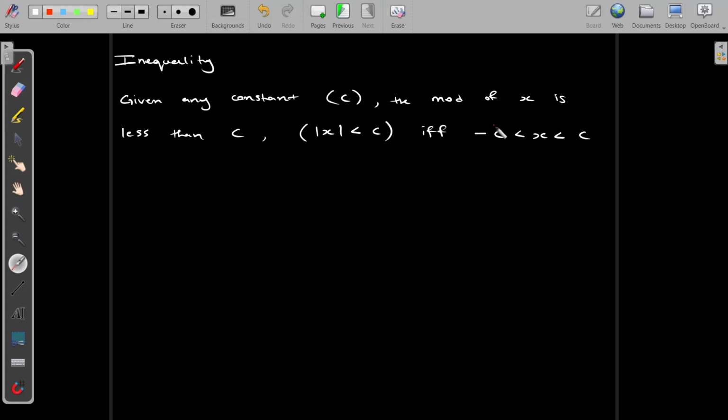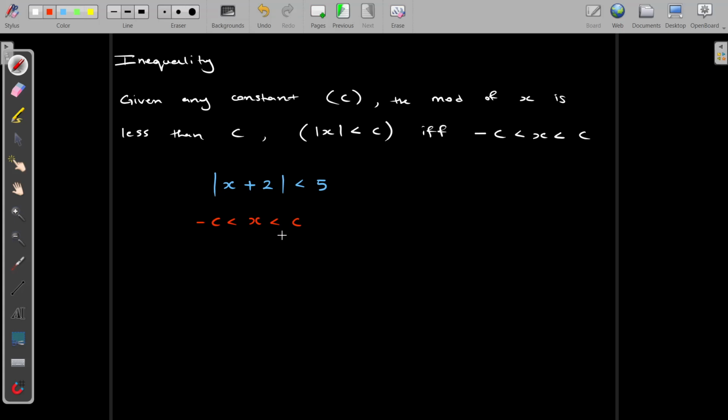So we want to look at an example of this. So if we have the modulus of x plus 2 and we're told that this is less than 5, what we can do in this case is write it in the form where x is less than the constant and greater than the negative of the constant, and the constant in this case is 5.